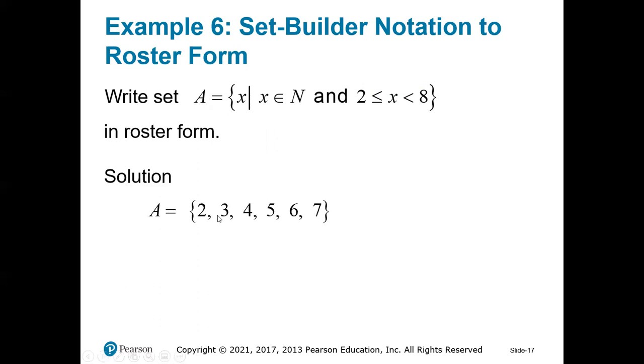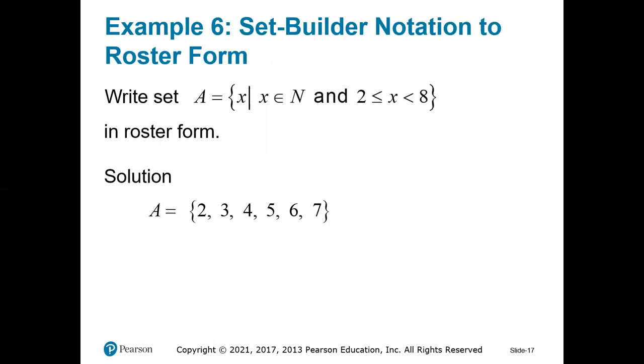So here is a solution: 2, 3, 4, 5, 6, and 7. And of course, you don't have to list them in this order. You can list these elements in any order, it doesn't matter. But why would you? Just stay simple, list them in order. It's easier to read.